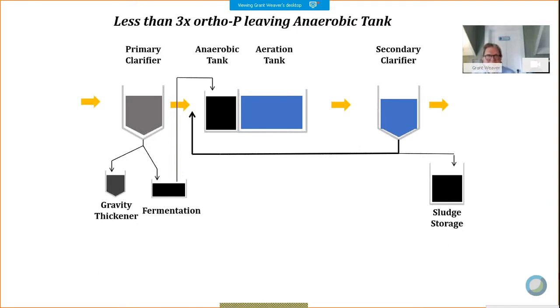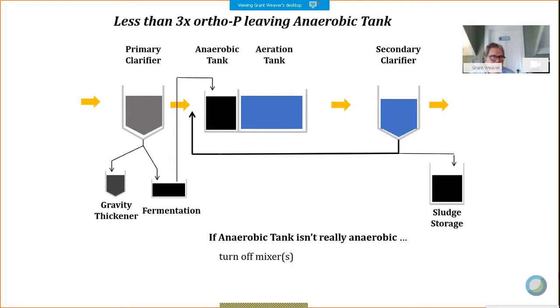So if it's less than three times, you're not getting one of two things. You're either not getting the volatile fatty acids produced, or they're not getting to the phosphorus removing bacteria, and they're not consuming them. If you get more than three times, you've got an anaerobic tank that's gone so septic that it's actually turned into a digester and is breaking down bacteria, and their cells are exploding, and out comes the phosphorus. So you got a death scene if you're getting more than three. If you're getting less than three, you're not prepping this plant for phosphorus removal.